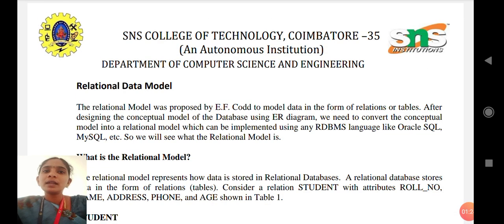There are three types of data models used in database management systems. The first one is the record based database model. In this record based data model, each field is usually a fixed length.